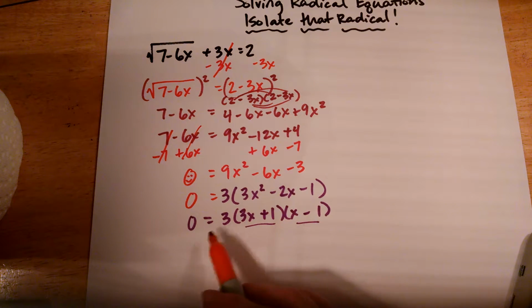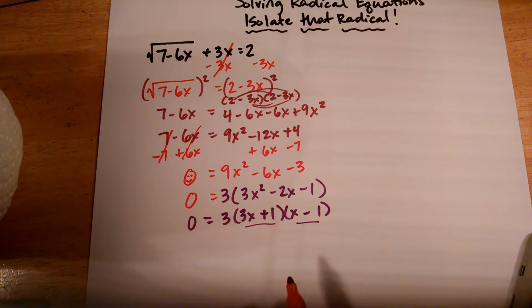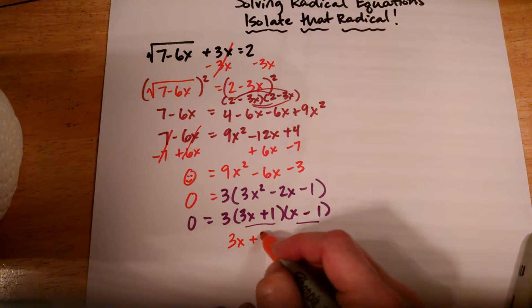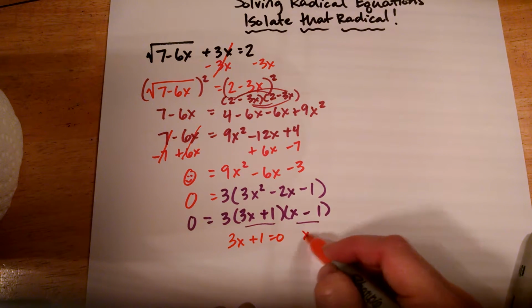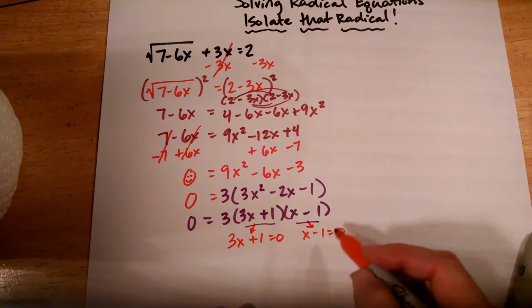So the law of 0 means that something times 0 has to be 0. 0 can be multiplied by itself or by something else. It will always be 0. So we're going to set these guys to equal 0. 3x plus 1 equals 0, and x minus 1 equals 0. So we make two nice little equations there.